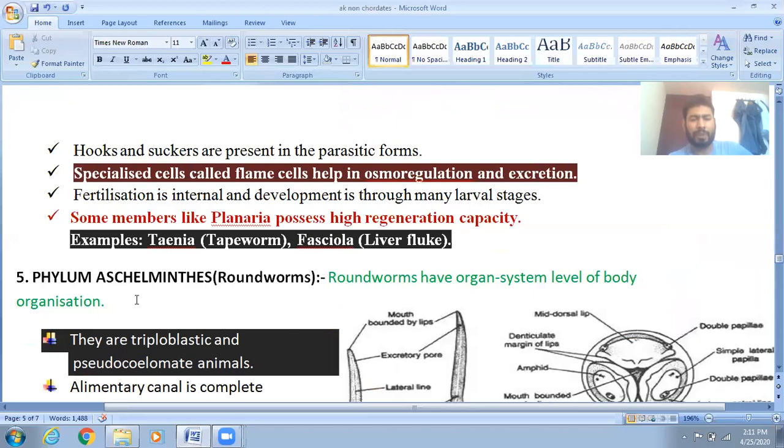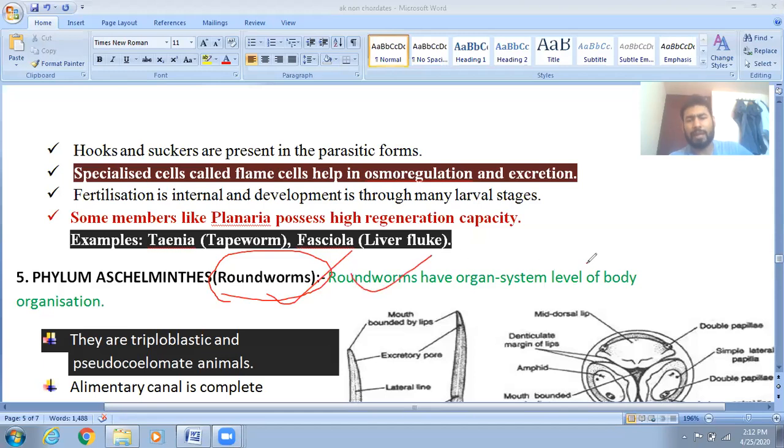Okay. So first of all, I'm going to discuss the next phylum, Aschelminthes. Aschelminthes, also called roundworms. Why do we call them roundworms? Because if you cut their cross section, you will get a circular section. Due to this, they are called roundworms.